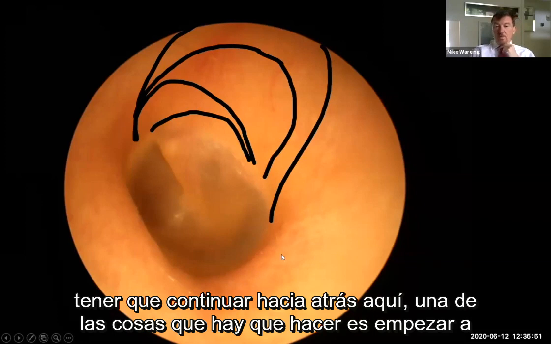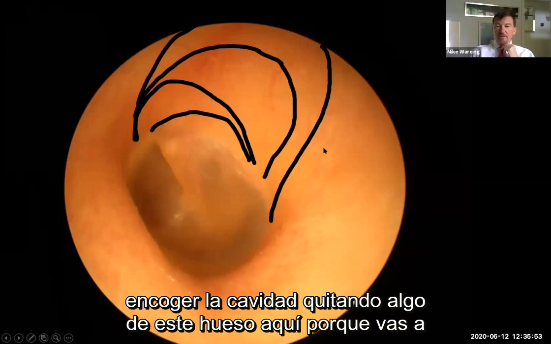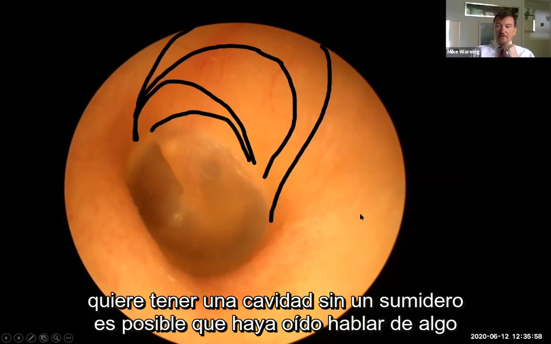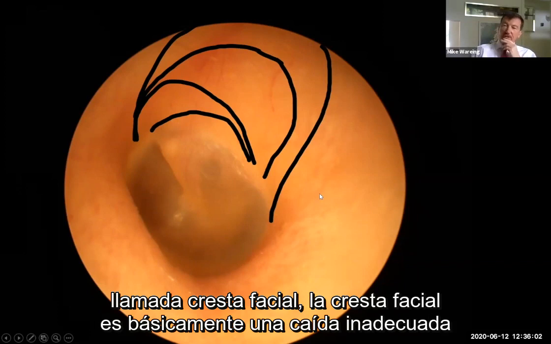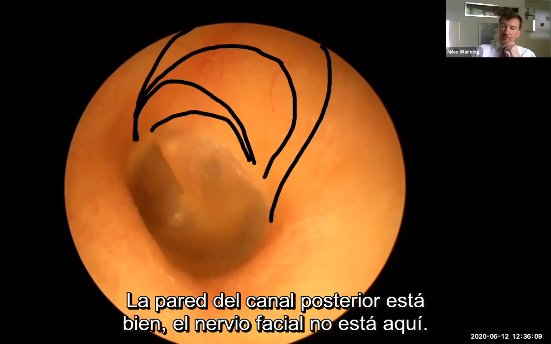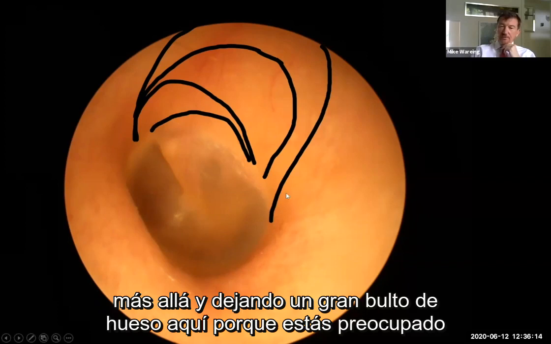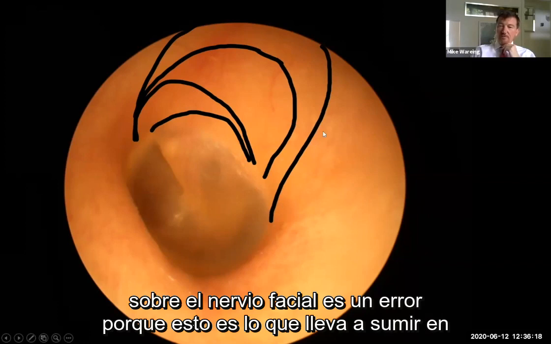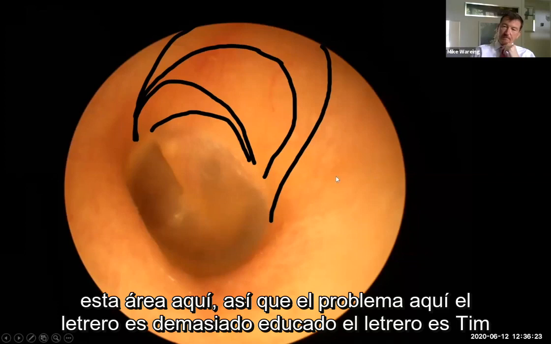And here, one of the things to do is to start to shape the cavity by removing some of this bone here, because you're going to want to have the cavity without a sump. You may have heard of something called the facial ridge. The facial ridge is basically an inadequately lowered posterior canal wall. Okay, the facial nerve is not out here. The facial nerve is further in here, and leaving a big lump of bone here because you're worried about the facial nerve is a mistake, because this is what leads to sumps in this area here.